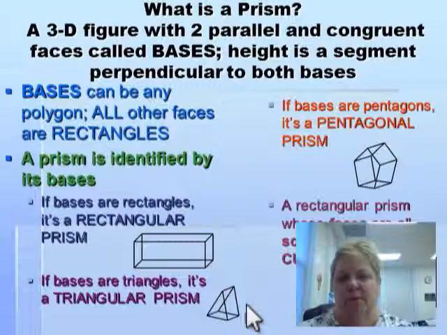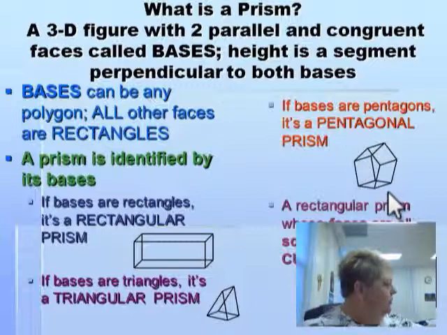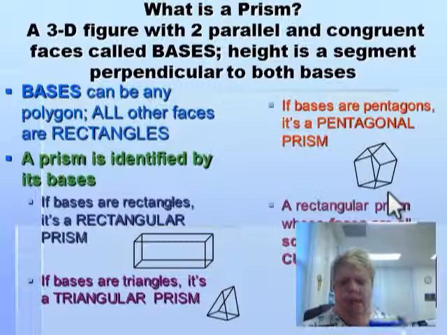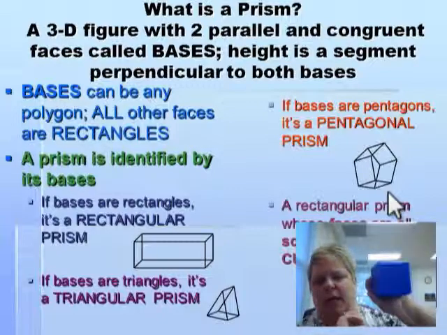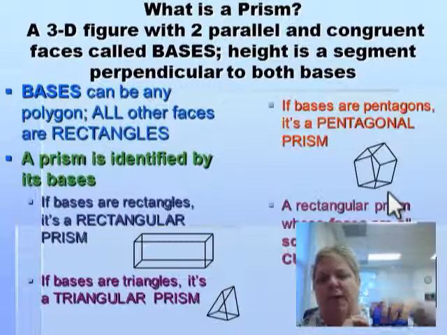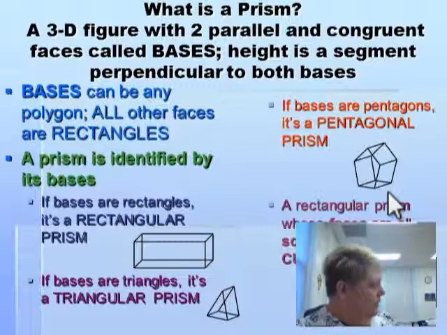Here's another example of one. This one would be a pentagonal prism because this back and this front are pentagons and all the other sides are rectangles. When you have a prism that has squares on every side, it has its own name, and that would be a cube. It is a cube.